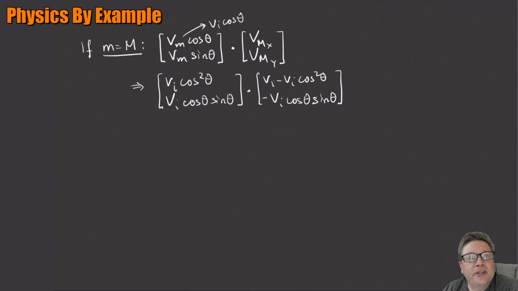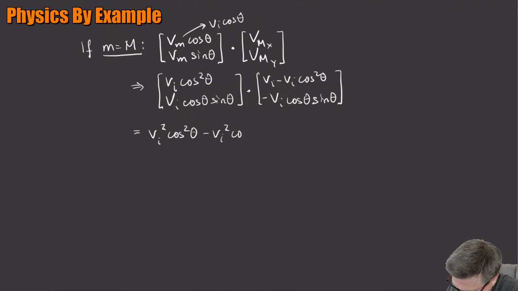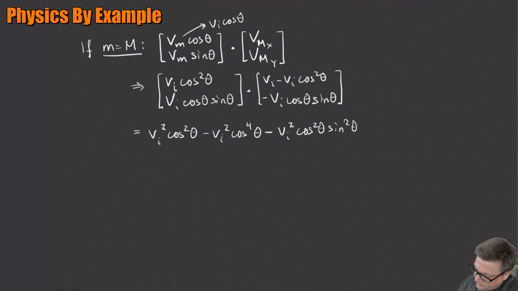Okay, so now we've written all those down. Let's take the dot product because we're going to find out something cool. This is going to be, let's see, the X components is going to be Vi squared cosine squared theta minus Vi squared cosine to the fourth theta. And now the dot product, I add the Y components, right? So I'm going to do a minus, because I got a minus sign down there. This is going to be Vi squared cosine squared theta sine squared theta.